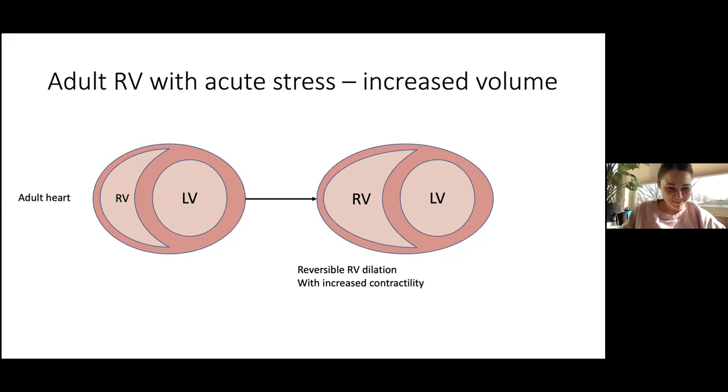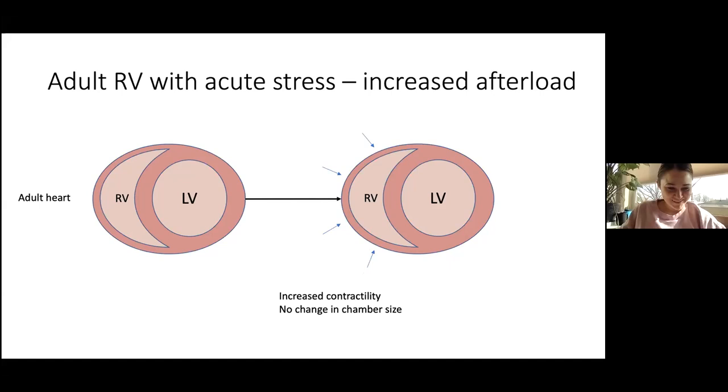And so here we have the adult RV with acute stress in the form of increased afterload. An example of this would be you're admitting a patient to Harborview who has a multifocal pneumonia. Because of that pneumonia, their lung is responding with hypoxic pulmonary vasoconstriction to preferentially move blood towards areas of well-ventilated and oxygenated lung. But that increases the RV's afterload. And the RV temporarily is able to increase its contractility. And in the case of increased afterload, there's no change in its chamber size.